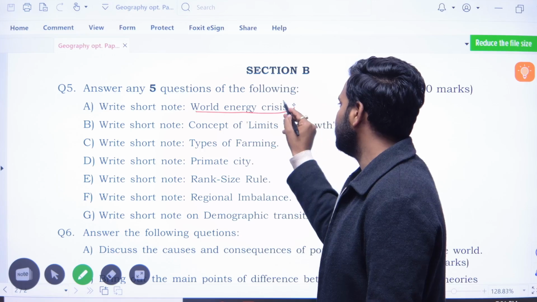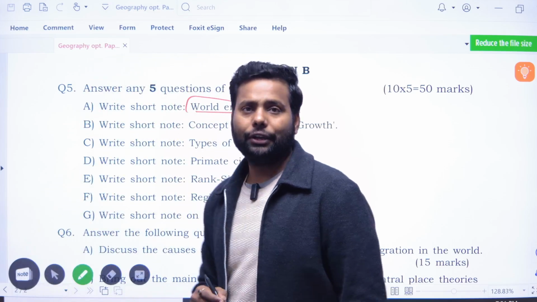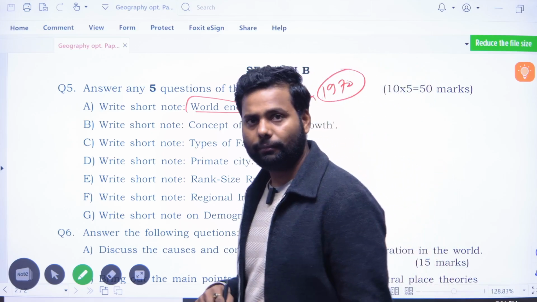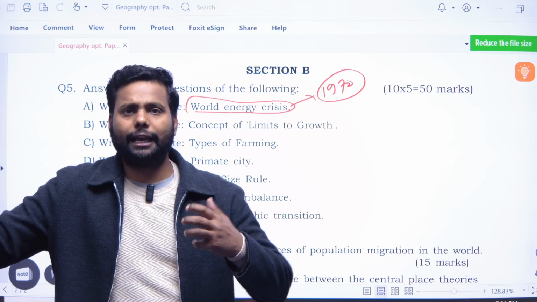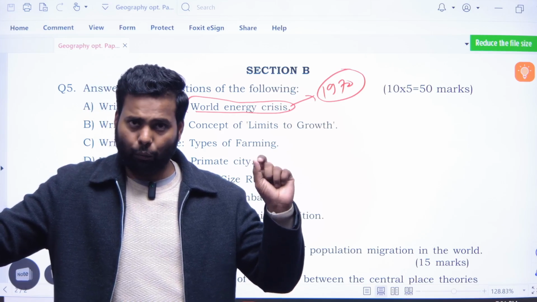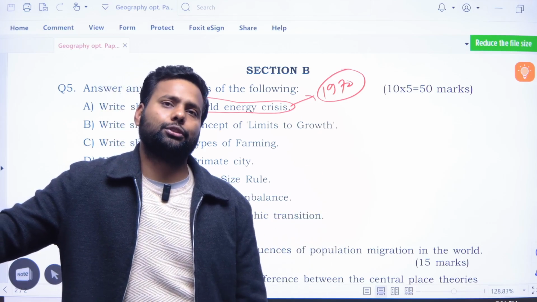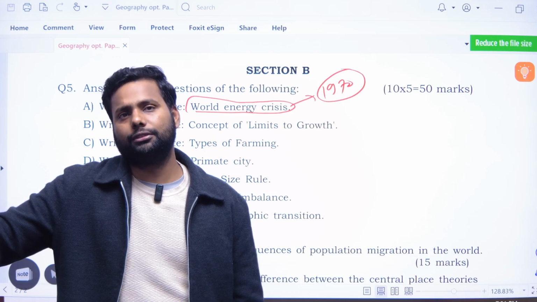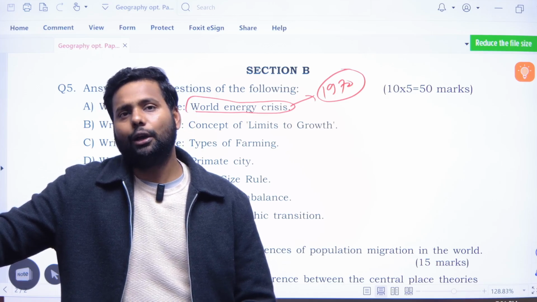Whenever we hear the term world energy crisis, we all know that it came into existence in the 1970s. It is connected to the Arab crisis, where the Arab petroleum and natural gas players were controlling and raising the price. So the world is facing an energy crisis because the resources are unevenly distributed throughout the world, because the main concentration of petroleum and natural gas is in West Asia.